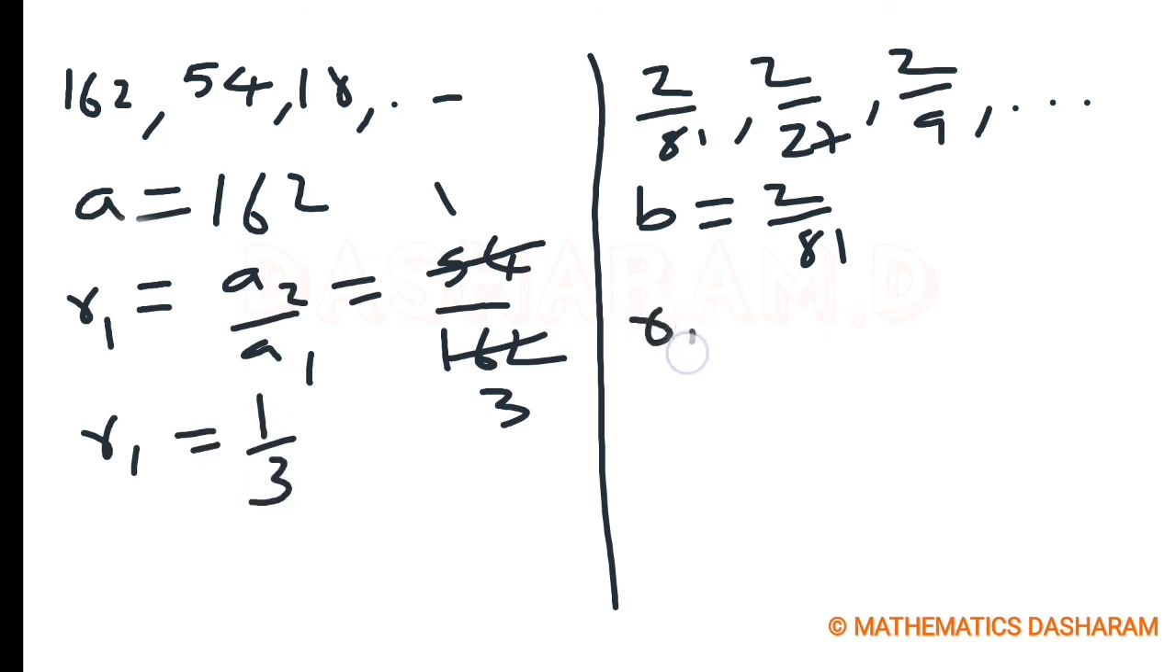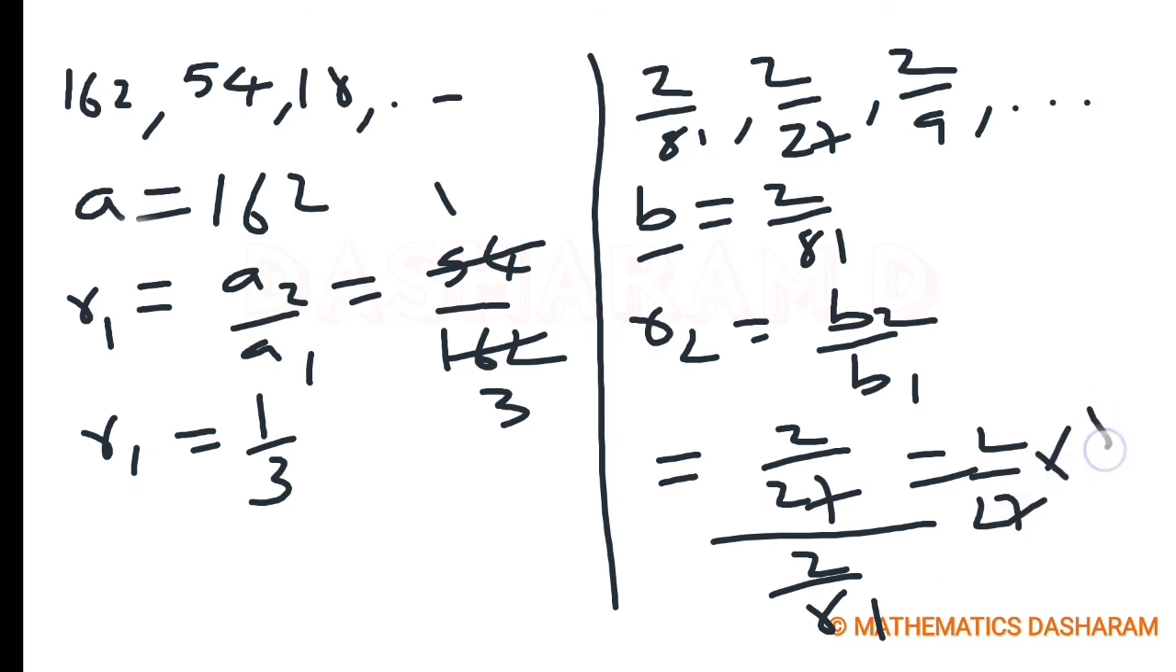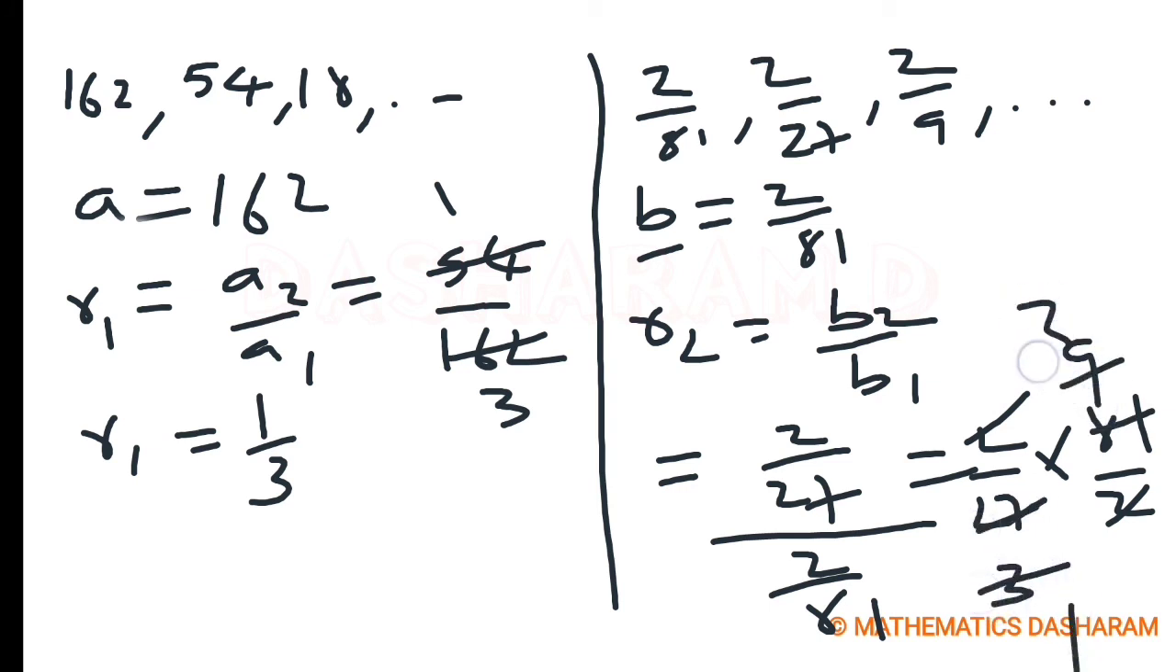And here R2, because it is another geometric progression, so to avoid confusion I am taking R2. Here B2 divided by B1, because here terms are denoted with B. So the second term B2, 2/27, divided by the first term B1, 2/81. So 2/27 into 81/2, here the 2s cancel, 9 9s are 81, 9 3s are 27, so 3 1s are 3. So R2 is 3.